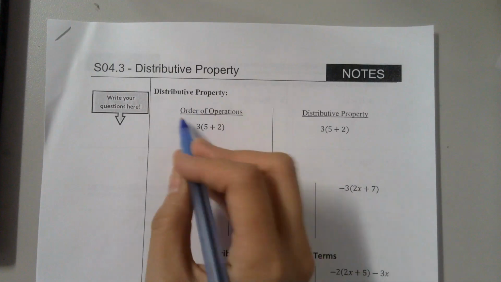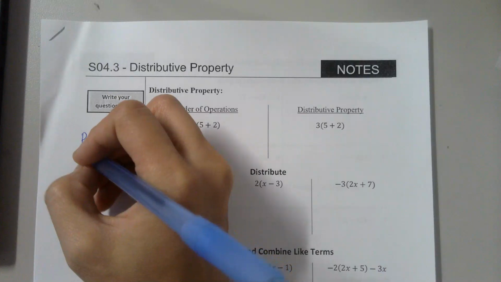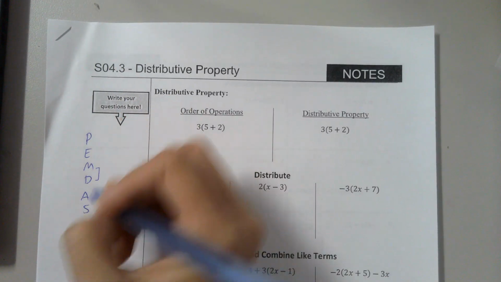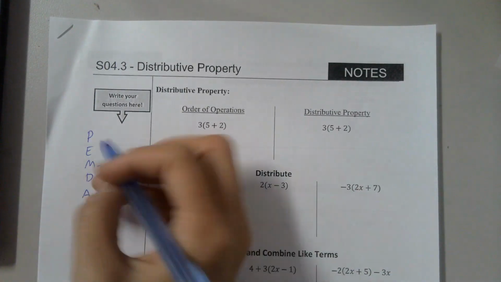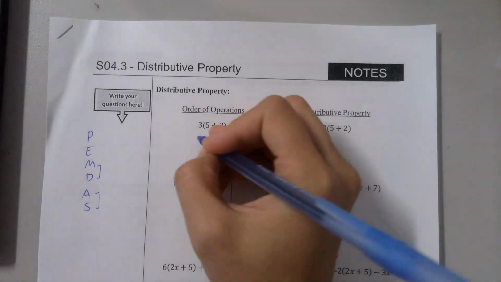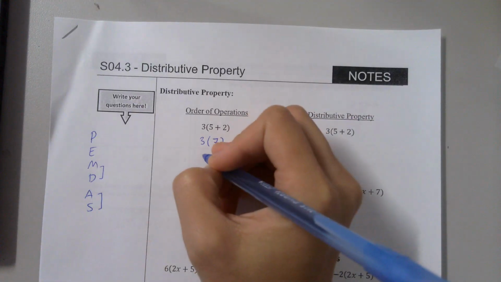So if we do order of operations, right, we have P for parentheses, E, M, D, A, S, multiplication, division, addition, subtraction, parentheses, or grouping and exponents. So we do our parentheses first. So we do 3 times 7, and then that gives us 21.